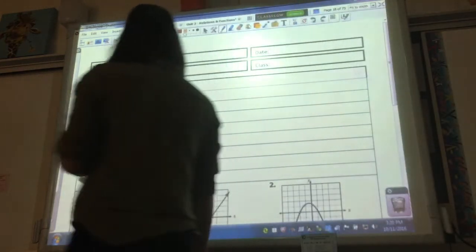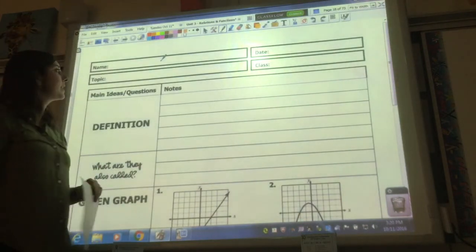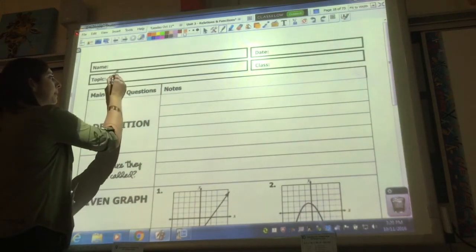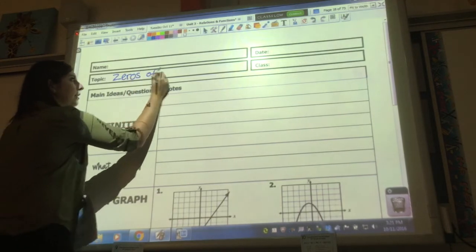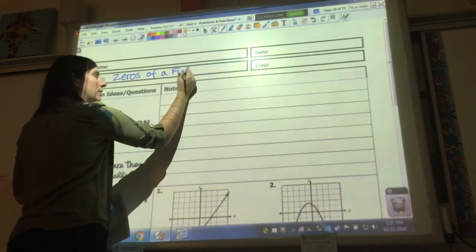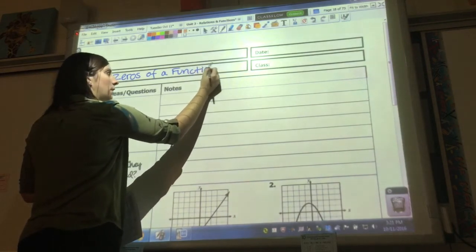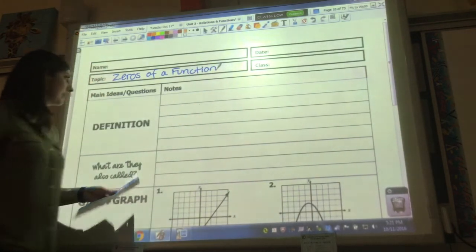Okay, today we are going to learn about how to find the zeros of a function. So at the top, go ahead and write your topic, zeros of a function. Don't forget your name, the date, and the class as well.